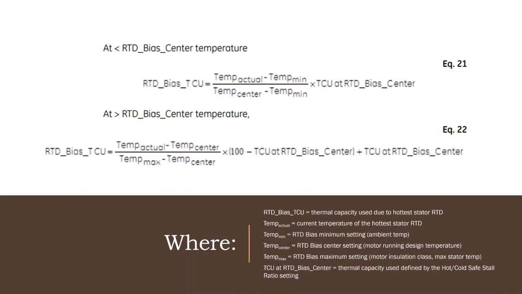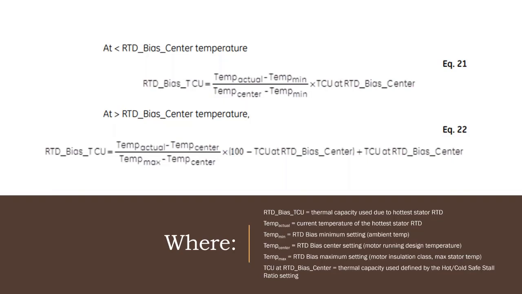It took a while to research and have several discussions with different people within GE to enable me to understand what is actually going on here inside the relay when we enable RTD biasing. I'm going to explain it to you verbally first, then we're going to look at this slide, and then we're going to look at a spreadsheet that I made in order to help myself and you guys understand what is going on.